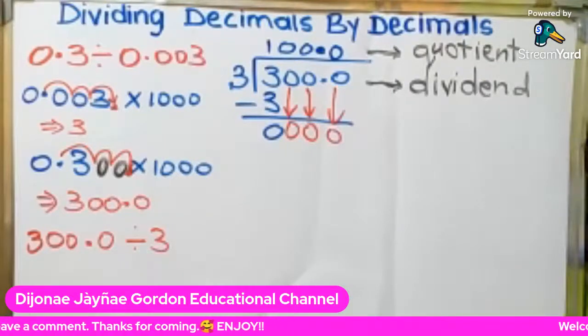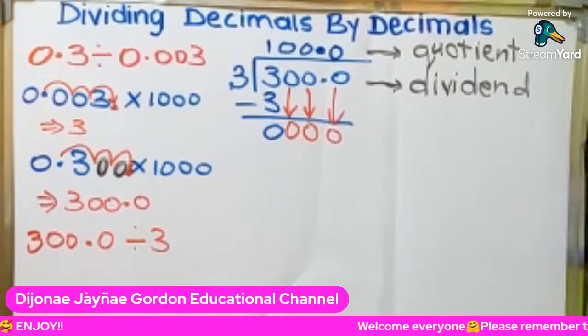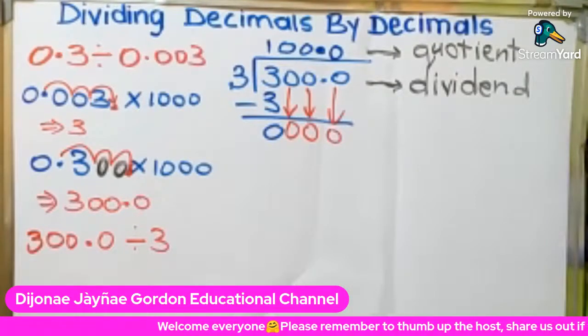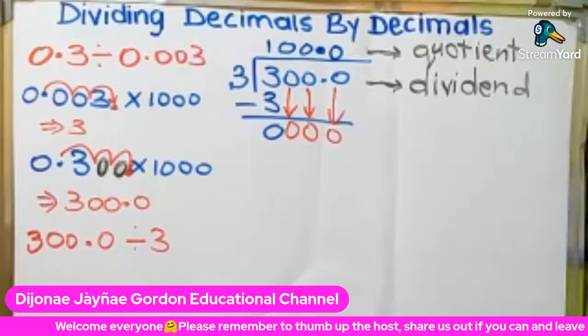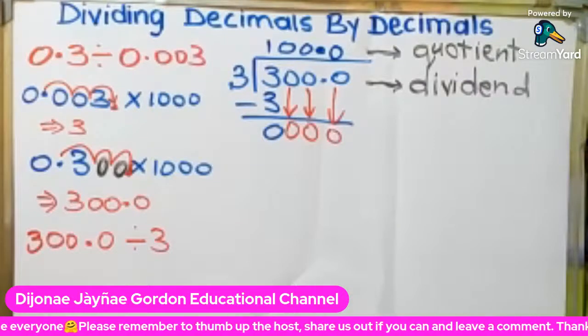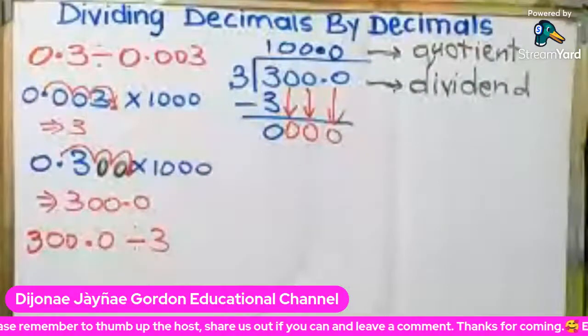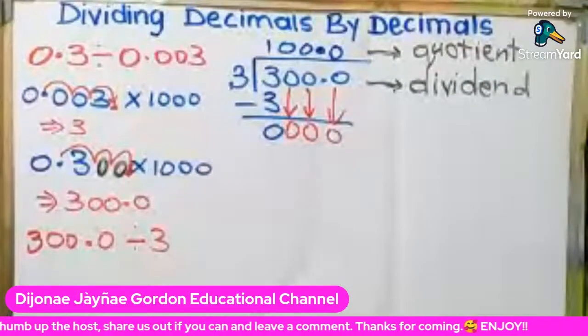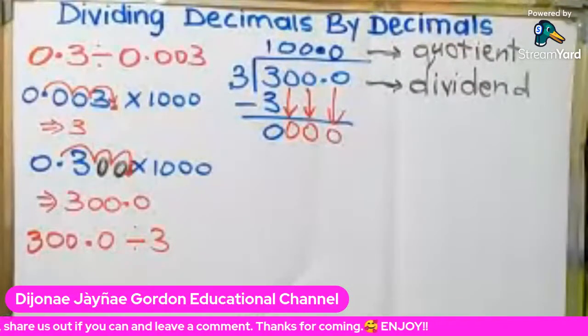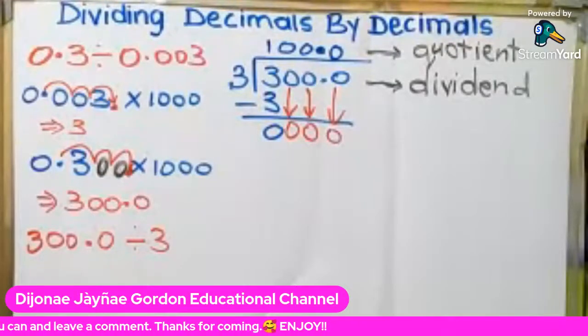So the next thing we're going to do is to look at this problem. And of course, in this case, our quotient is 100. 100.0 is the same thing as 100, right? So let's go right ahead and look at this problem. I'm going to erase it in a few.